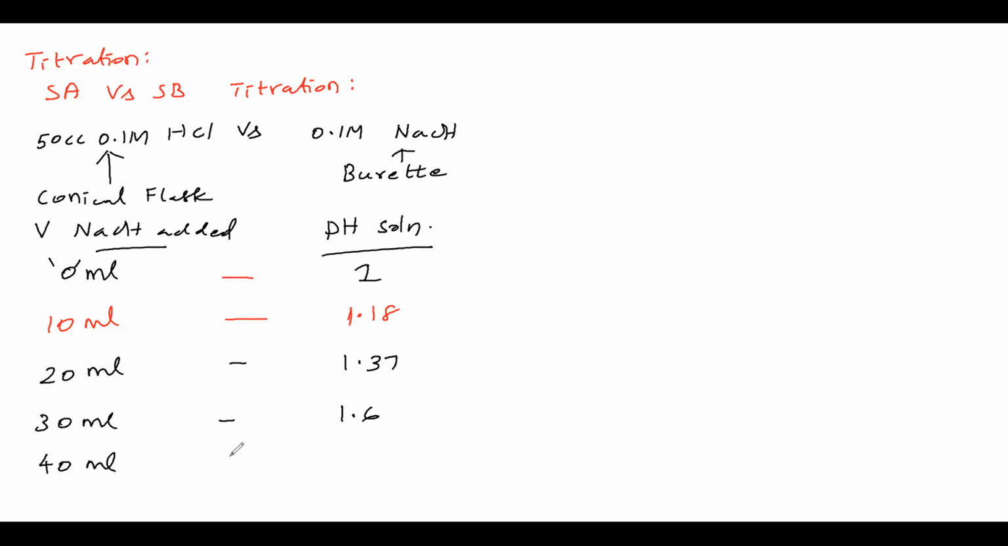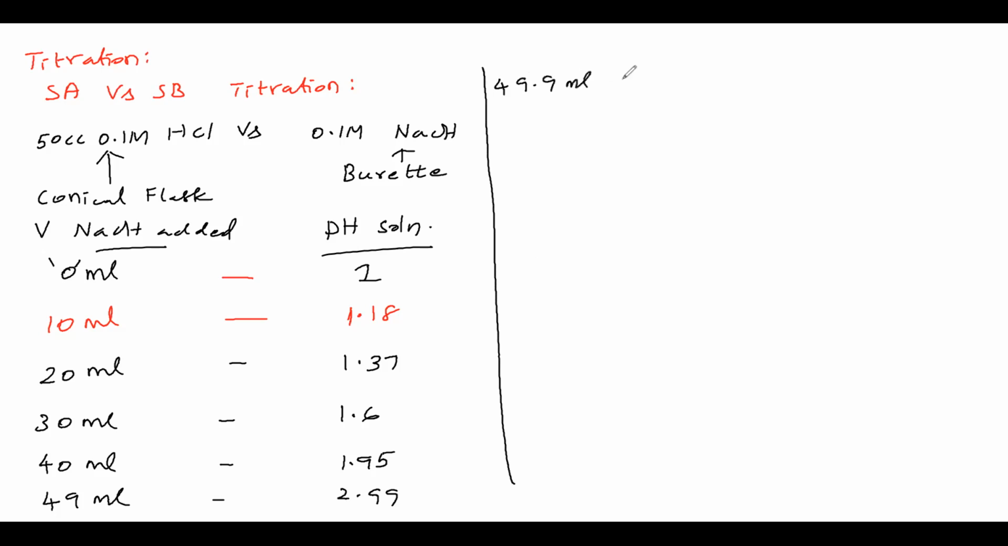Continue addition of sodium hydroxide. We have added 40 ml. The pH of the solution is 1.95. Continue addition. We are adding continuously. Now the pH of the solution is 2.99. We keep adding sodium hydroxide, and after some more volume is added, the pH of the solution is 4. Adding more, the pH of the solution is this much.